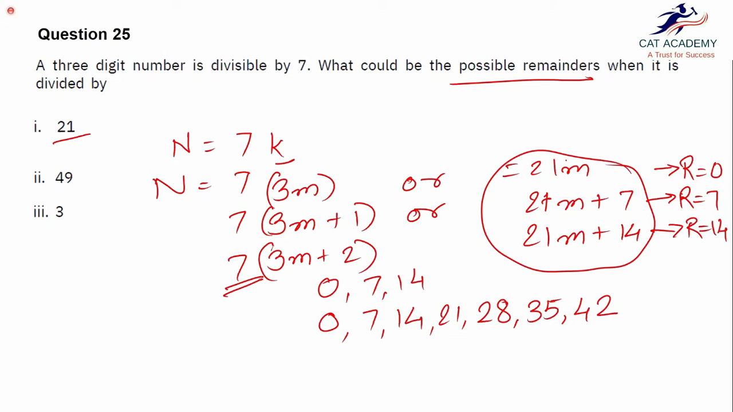Because 21m is divisible by 3, remainder 0. 21m plus 7: out of that, the 21m part is divisible. So 7 divided by 3, what is the remainder? No, Pushkar. There are 3 cases. So second, 21m plus 7. 21m is divisible by 3. 7 divided by 3, remainder is 1. And 21m plus 14. 21m is divisible by 3. So 14 by 3, remainder 2. So my possible remainders are 0, 1, and 2.